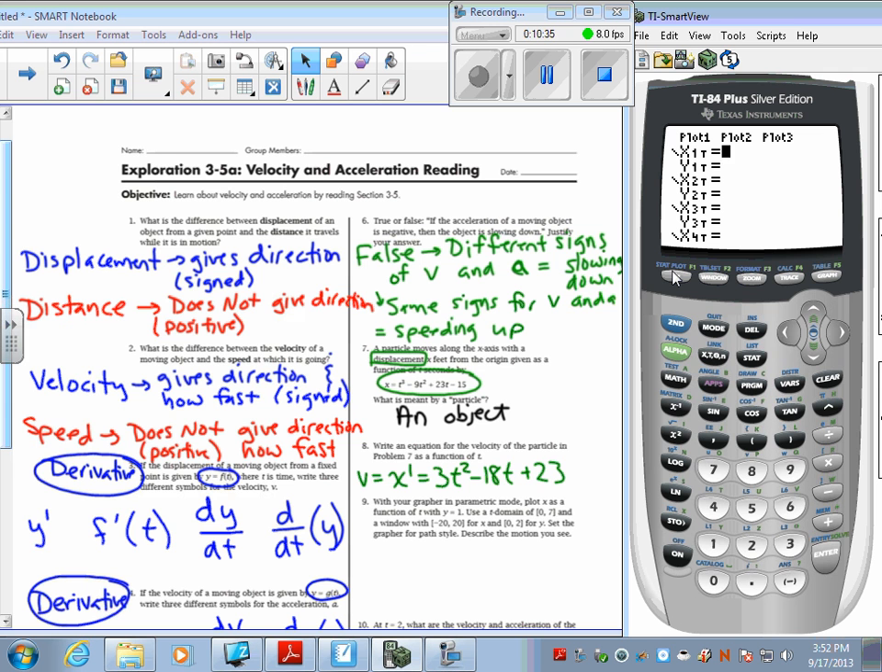Because when I look at that equation, is the object moving to the left? Is it moving to the right? When? I don't know. So we're going to graph in parametric just to see what it looks like. So for x, I'm going to put that into x1 sub t. So that's just t cubed minus 9t squared.